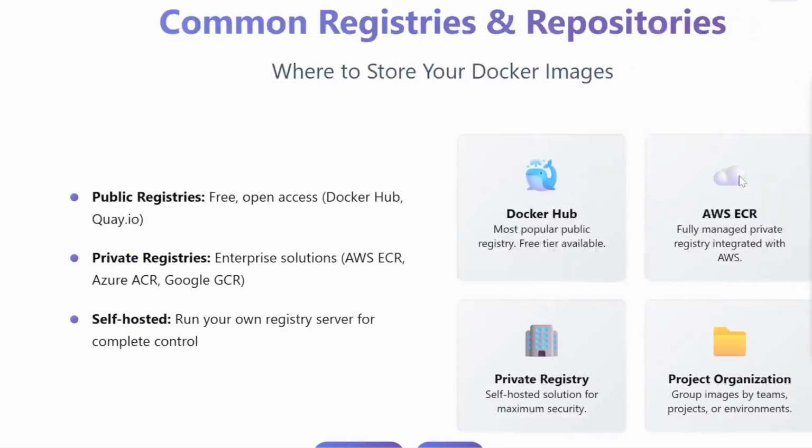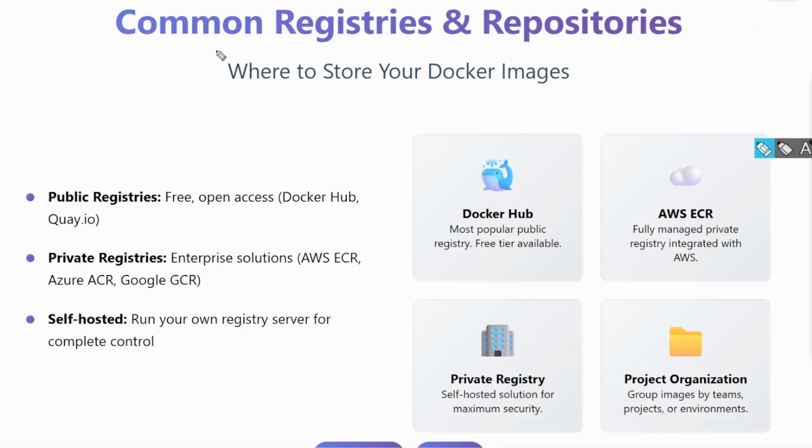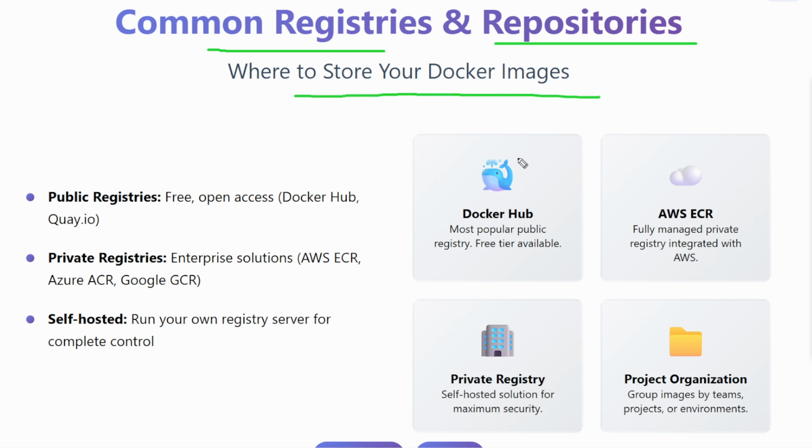Moving to the next topic, here we are going to talk about some common registries and repositories, where to store your Docker images. We know Docker Hub, one of the popular registries. Along with that, we have multiple registries also, like cloud registries, private registries, and project organizations. Let's discuss all of these one by one. Coming to the public registries, basically they are free and open source.